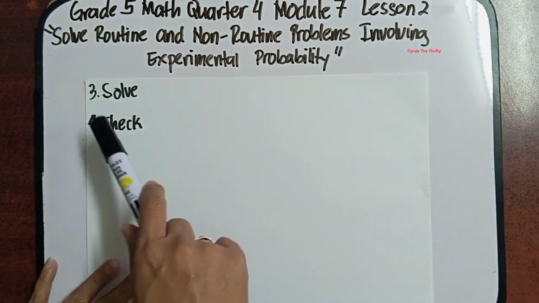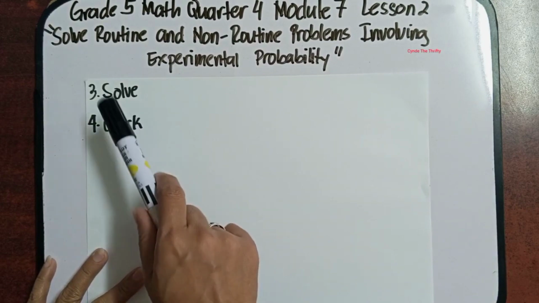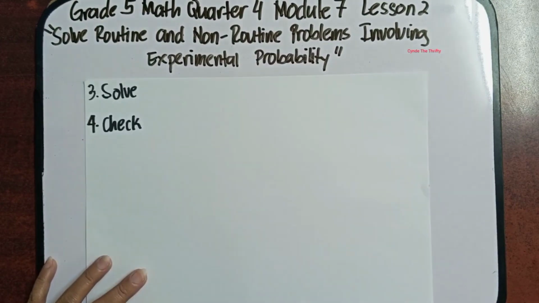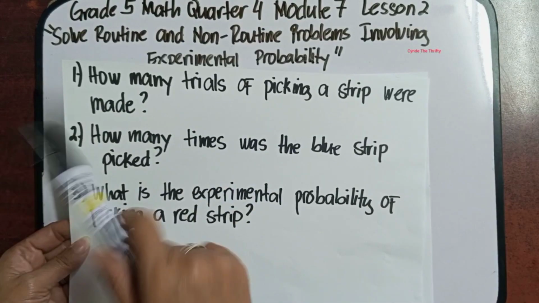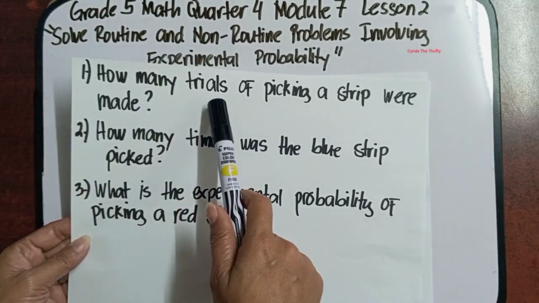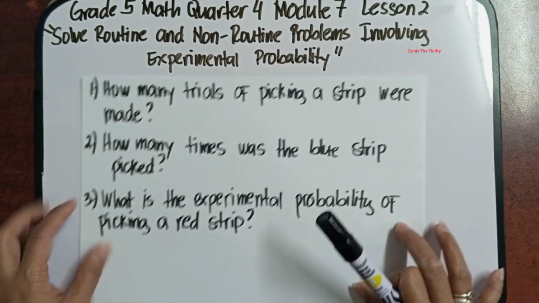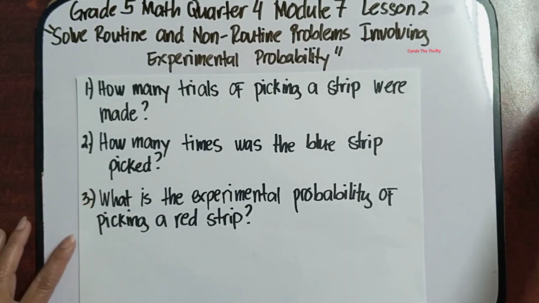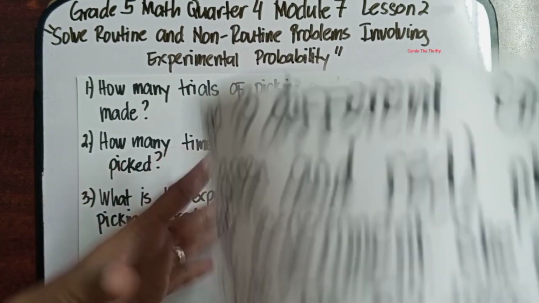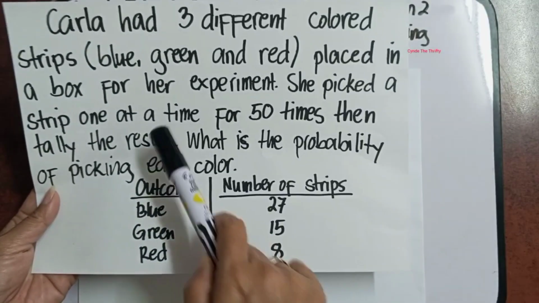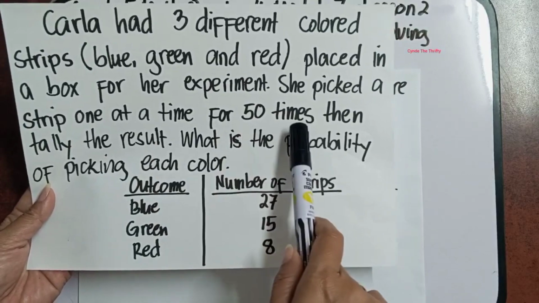Ngayon is step 3 na tayo. So sa step 3 natin is solve. Ang isolve natin is itong question numbers 1 to 3 natin. Ang question number 1, how many trials of picking a strips were made? So, ilang trials tayo sa ating pag-pick ng strips? According to our data is 50 times.